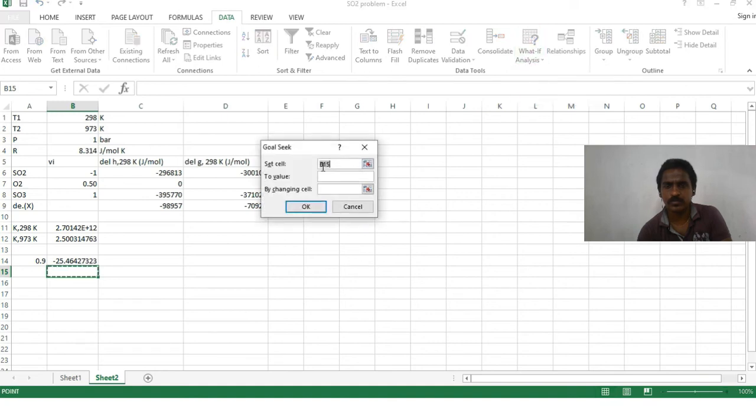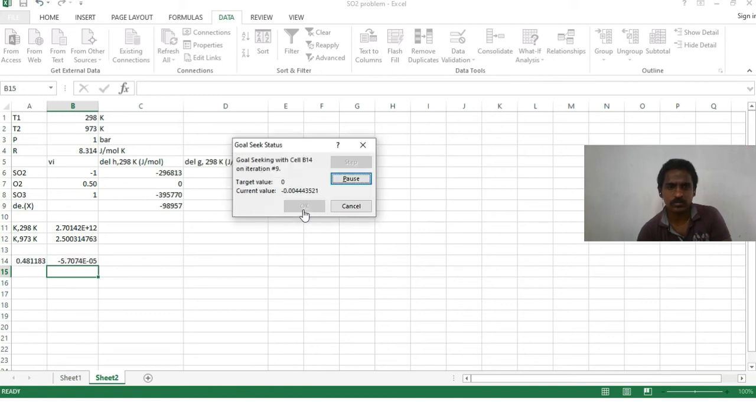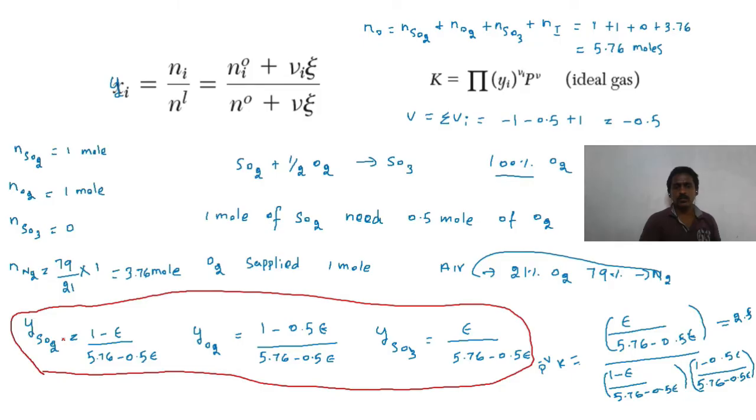Goal Seek. This is my cell, and to the value 0 by changing my assumed conversion, I am getting a conversion of 0.48113. Now let me use Excel to calculate the mole fractions of SO2, O2, SO3 and inert at the exit stream.